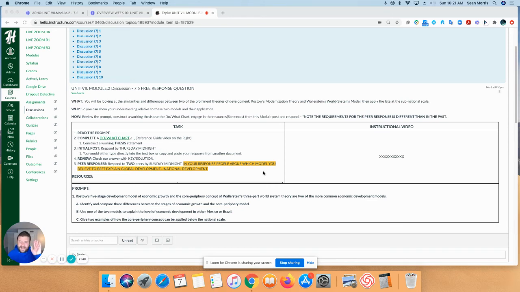All right. You're going to post, and then you argue in your discussion, in your peer response, which model is best, right? In terms of talking about either global development and/or national development. Which one is like, yeah, it makes sense to me. That's the good one. All right. And tell me why. Take care, folks.